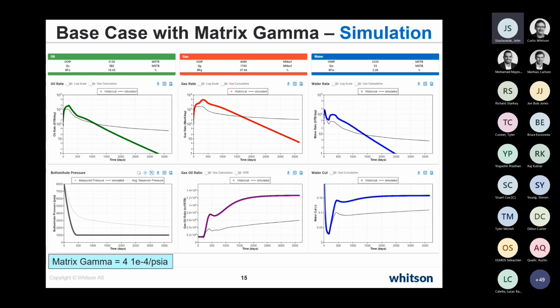That comment's just based on some simulation work, both internally and with some external folks, where just putting in different values of matrix perm does impact the longer term GOR behavior, and it looked like having a higher matrix perm would lead to a lower GOR late term. So that's why this is conflicting a little bit with that body of work that I've seen.